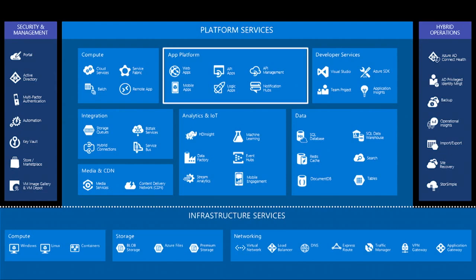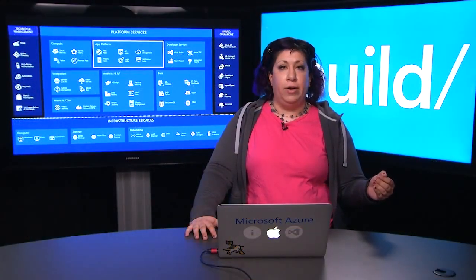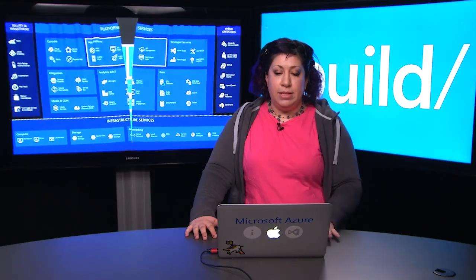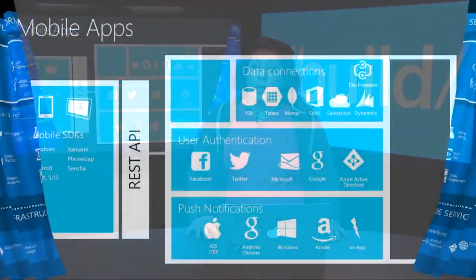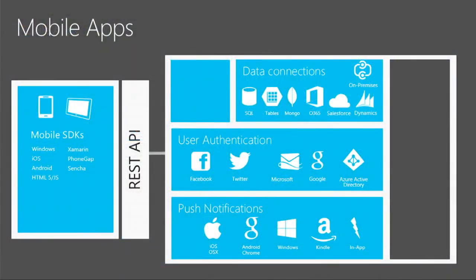Today I'm going to talk about the so-called app platform within App Service, which includes web apps, API apps, mobile apps, API management, and notification hubs. In particular, I'm going to show you an app that has both a web client and a mobile client, and it also has a web job that it uses to do background tasks. So let's get started by taking a look at the capabilities that you get with App Service mobile apps.